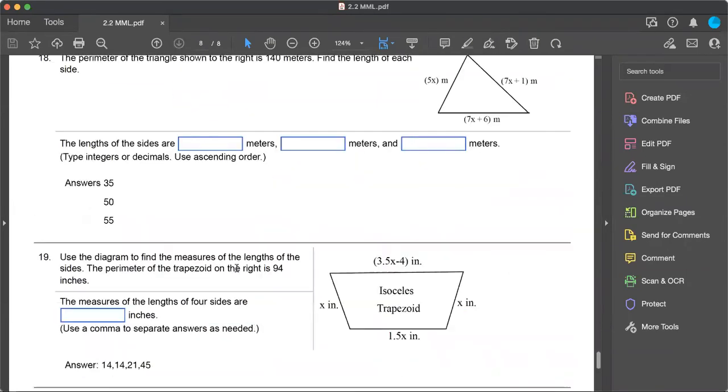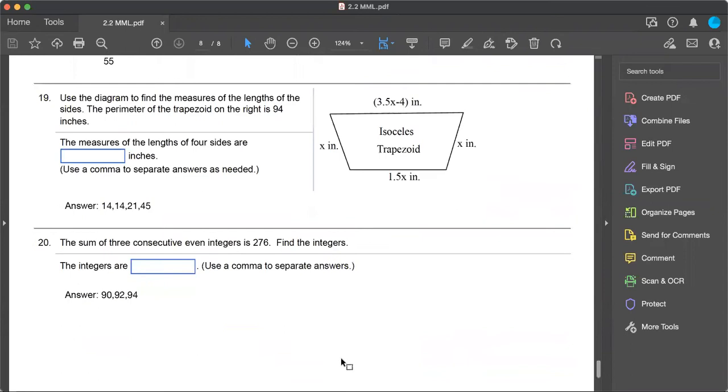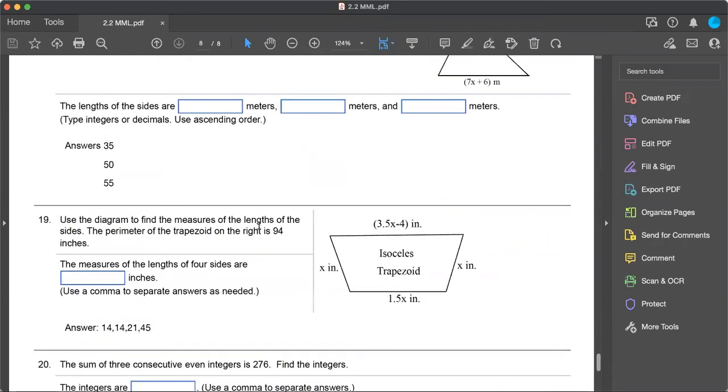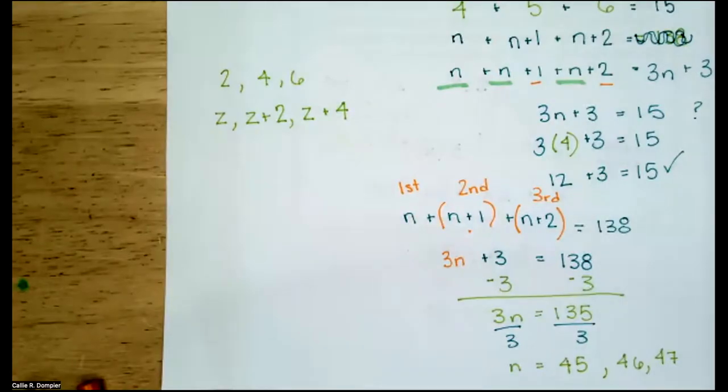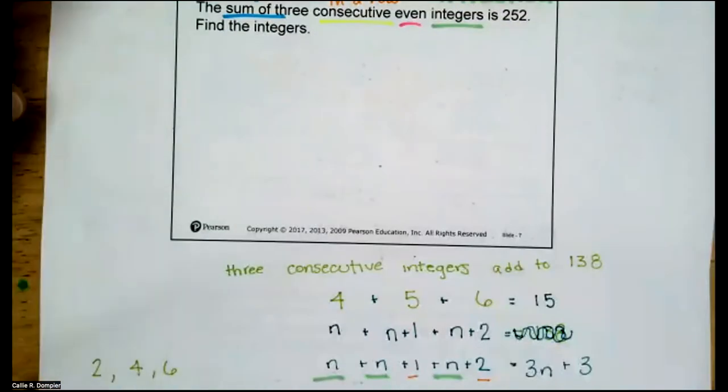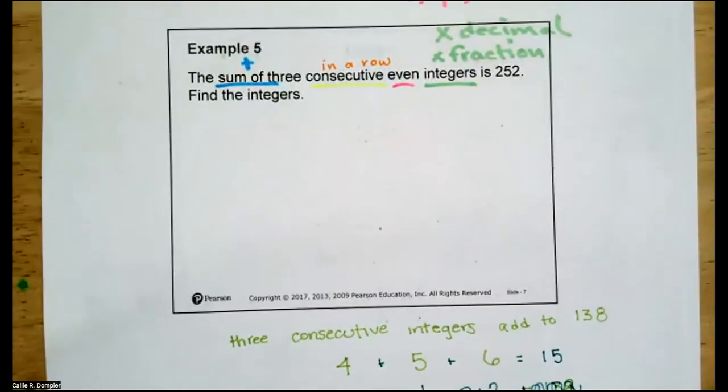Oh, I guess I said there were a ton of them, but there are not a ton of them. All right. Number 20: the sum of 3 consecutive even integers is 276. Okay, so that's just like our last example. The sum of 3 consecutive even integers is 254. So let's finish this. Any questions?